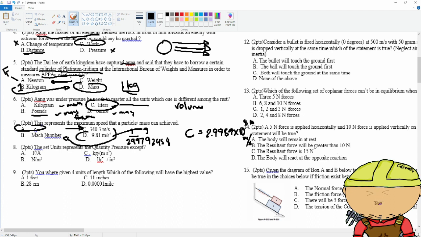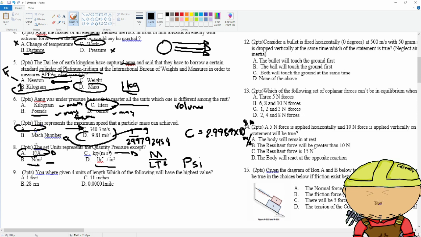Which of the set units represent the quantity pressure, except... not a unit but a formula, force over area, plus there's no such thing. There's a unit, Faraday, but it's not a unit of pressure. Newton per meter squared, yes, unit of pressure. Kilogram per meter second squared, yes, a unit of pressure. Remember that the dimensional analysis of pressure is M/LT squared. Remember guys, LBF or PSI, pound force per square inch. So the answer for number 8 is letter A.